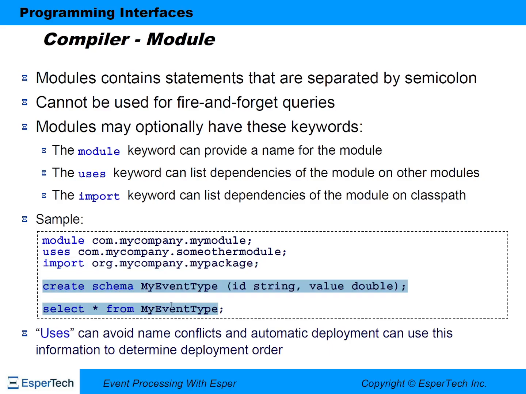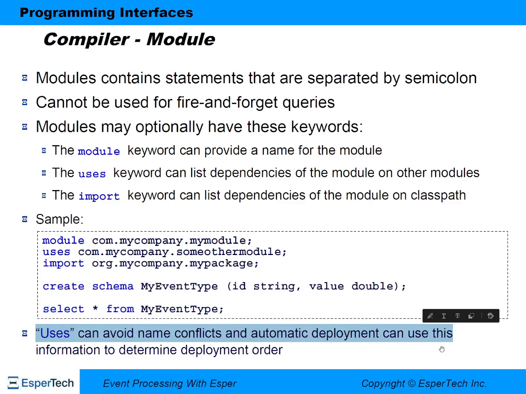This sample module has two statements. The first statement of the sample module defines an event type with create schema. Note, defining an event type is covered later and this module does not define the event type visibility in the bus modifier. The second statement of the sample module selects all events of the defined type. The uses keyword can avoid name conflicts and automatic deployment can use this information to determine deployment order.